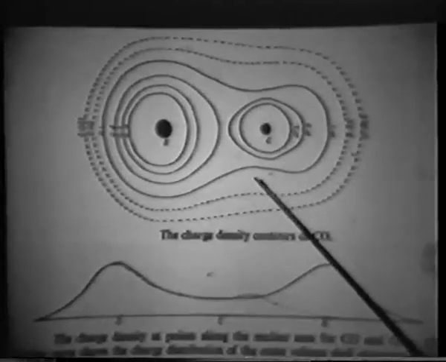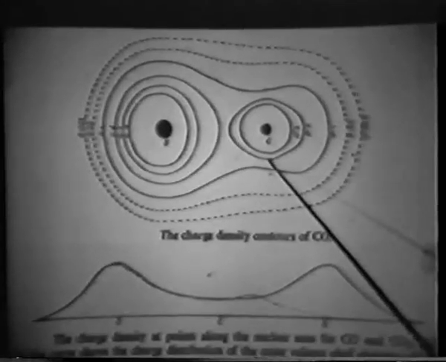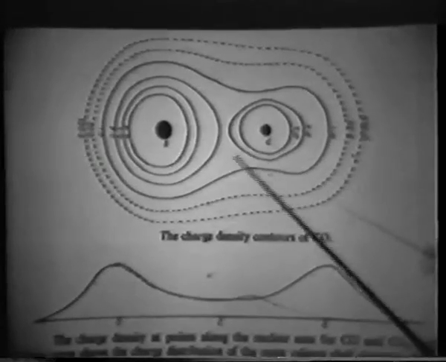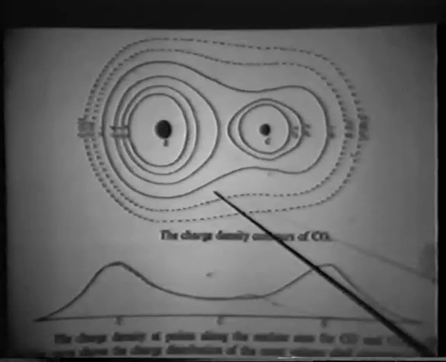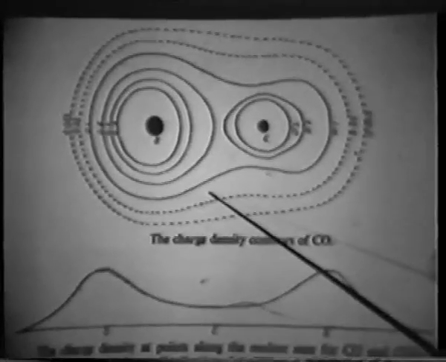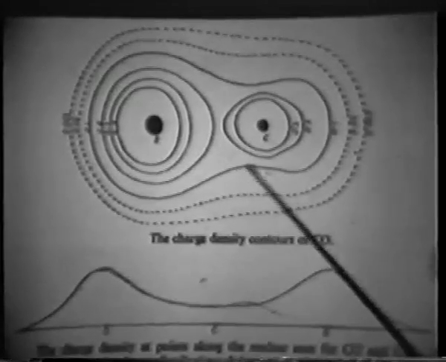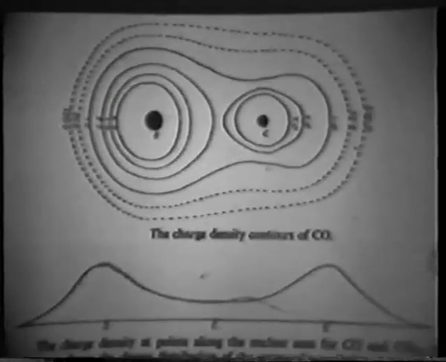Here is the contour diagram for carbon monoxide, the carbon and then the oxygen over here. And well, we're used to that sort of diagram. You don't get very wildly excited when you see it. But what I want to do is to show how that is composed of parts. There are 10 valence electrons in carbon monoxide.